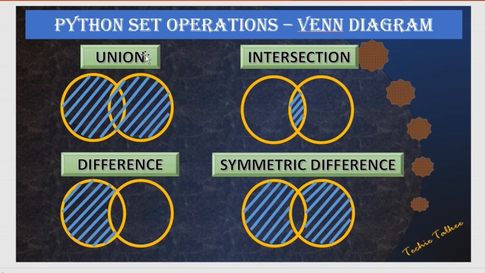This is the Venn diagram of the union operator. So I have the set 1 and I have the set 2. So set 1 union set 2, meaning I'm going to get the details of both set 1 and set 2.